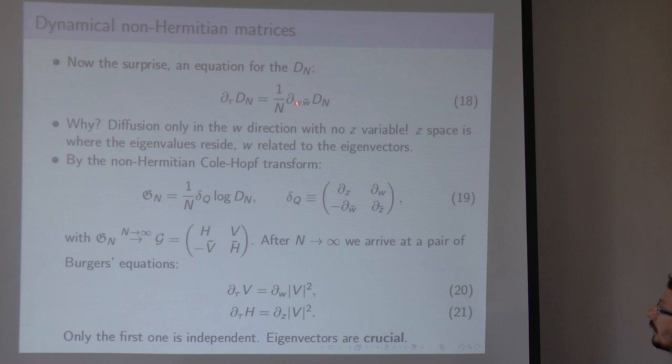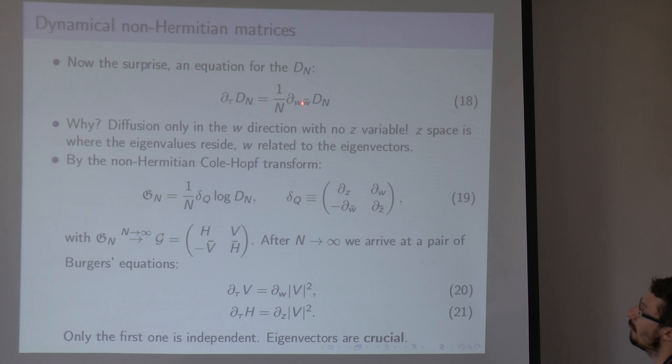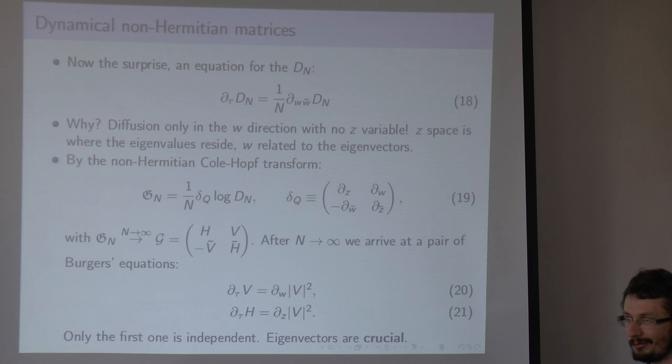Why? There is basically one reason why. Before, when you had this object, these characteristic polynomials in the Hermitian case, the diffusion happened in the z plane where the eigenvalues lived. So there was the second derivative with respect to z. But here this is really bizarre, because the diffusion happens in the W space, which is added just for convenience of coupling in the eigenvectors, and there is no z variable here. So the z variable is just a dummy variable which we plug into the initial condition, and this is everything. So this is basically everything that goes after is a consequence of that.